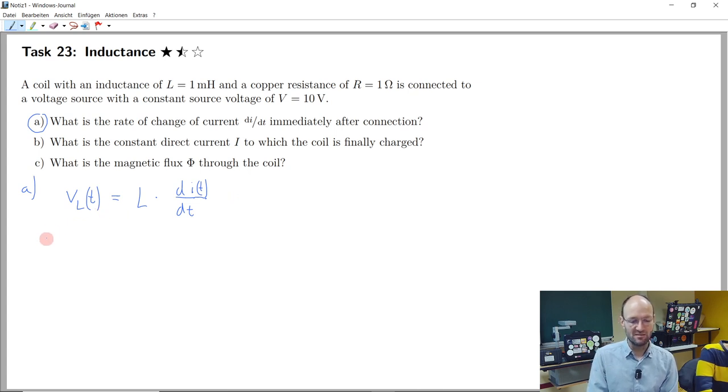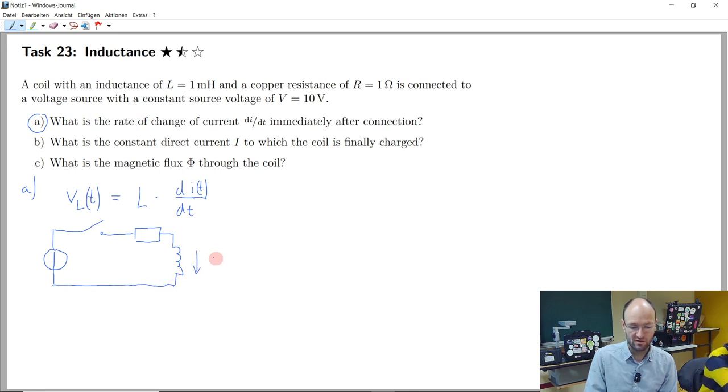Okay, so then it might be a good idea to draw the circuit. So we have the voltage source, then we might have a switch or something that does this connection here. So the source is connected to our inductor, and the inductor has resistance, the copper resistance of the wire that this coil is made of, and it has the inductance itself. And so the formula that we have just written down is the formula here, the voltage across this inductance. And the current is, of course, the current that is flowing in this loop. And there we have just one current. And here we have our source voltage, V.